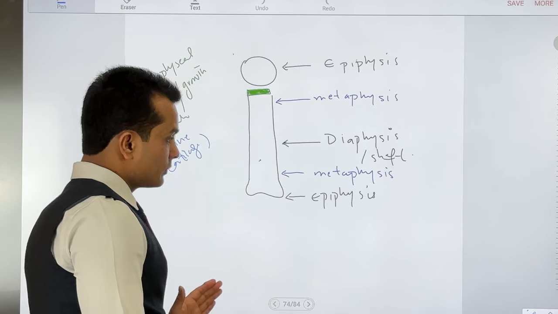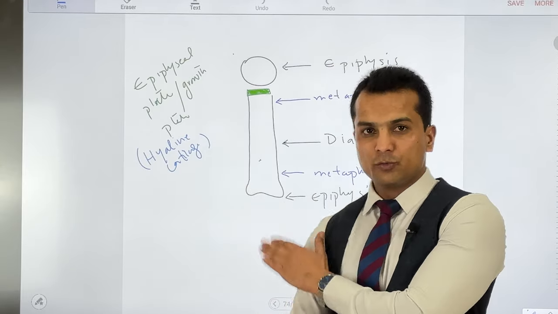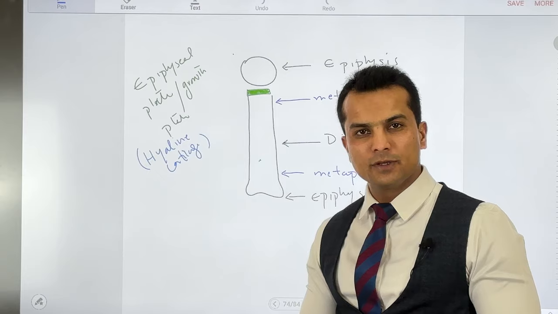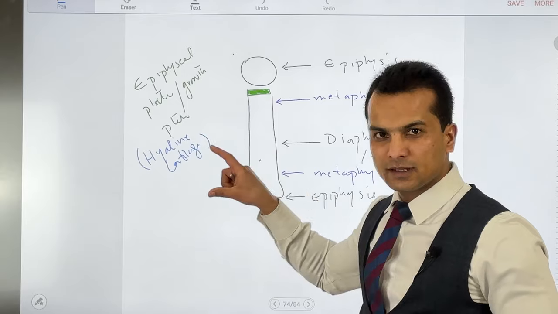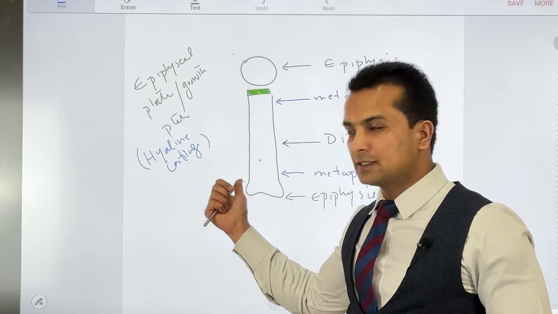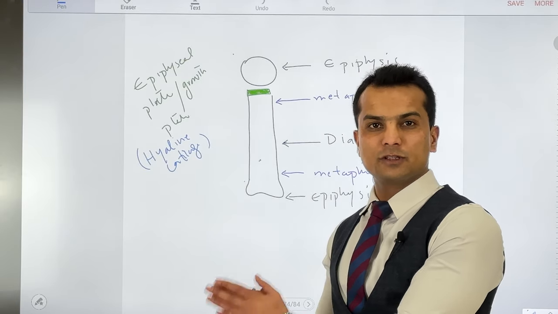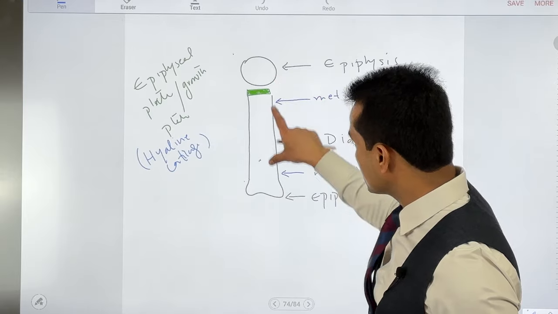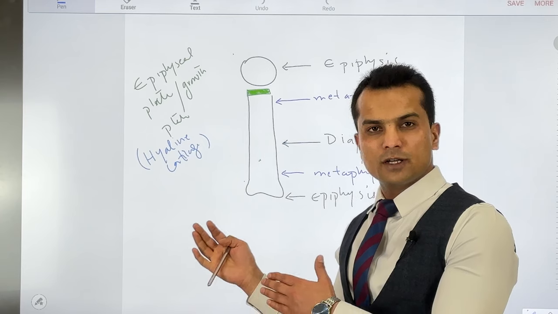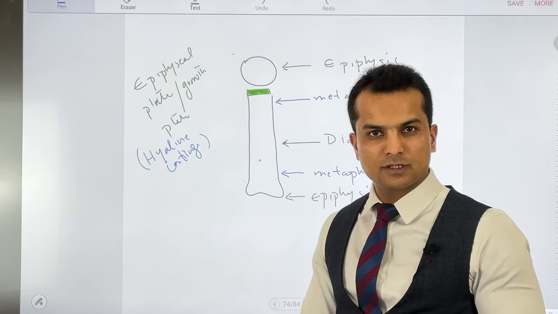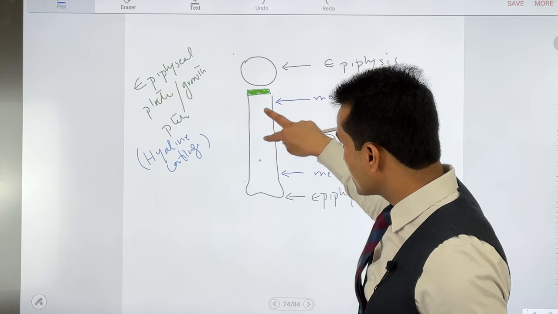If you take an x-ray of a newly born baby, suppose this is the humerus bone, only this much part of the bone will be visible, the diaphysis. The epiphysis will be missing. Why? Because the diaphysis is made up of the primary ossification center, which has already developed and ossified during gestation. And the epiphysis is made up of the secondary ossification center and growth plate, which is going to be ossified after birth. So remember this basic difference: in an x-ray of newly born babies, you will only see the diaphysis.